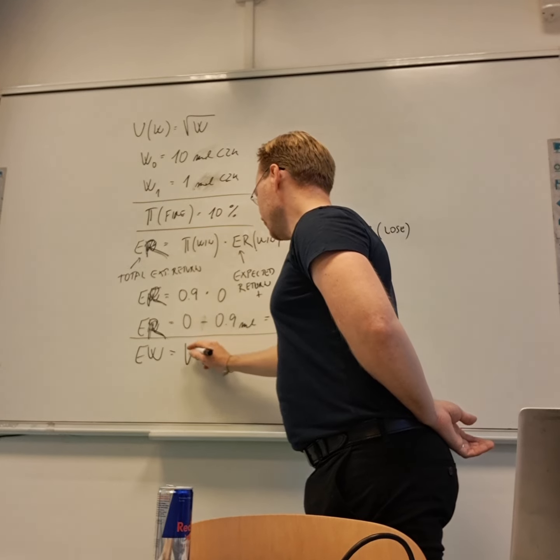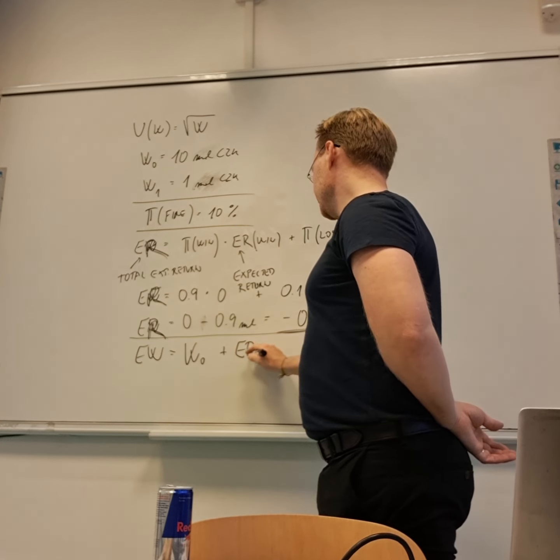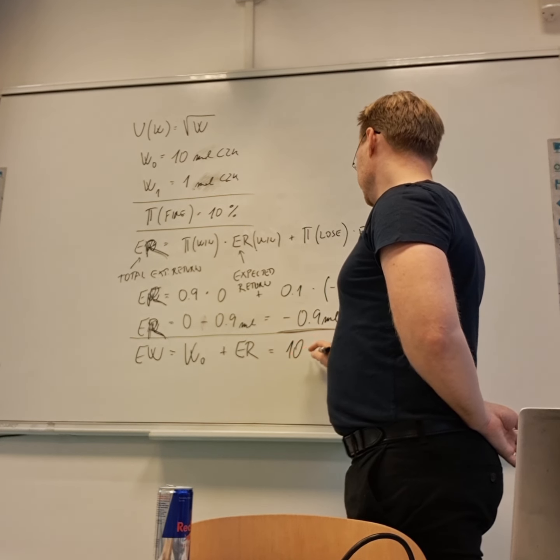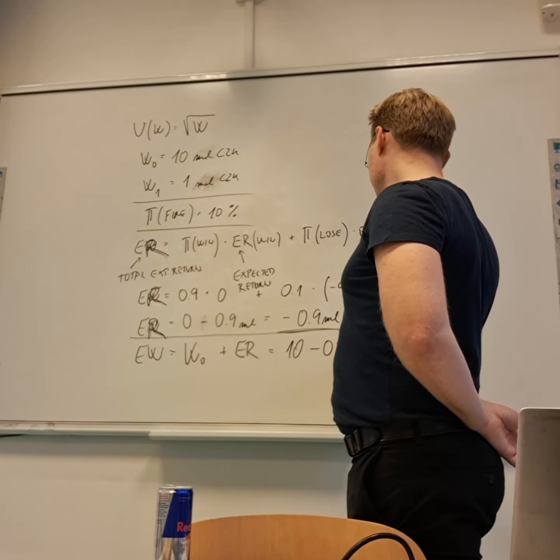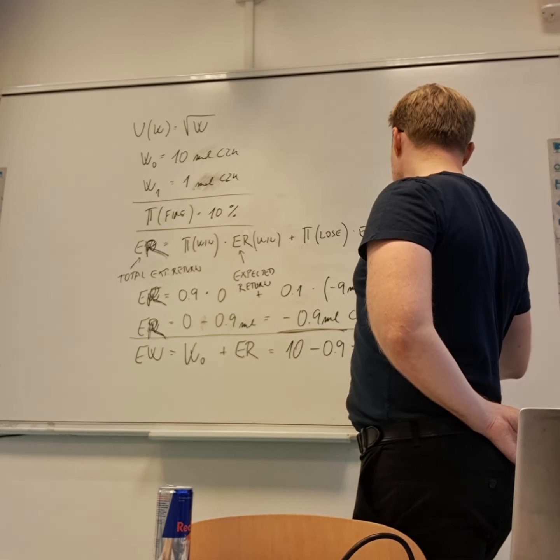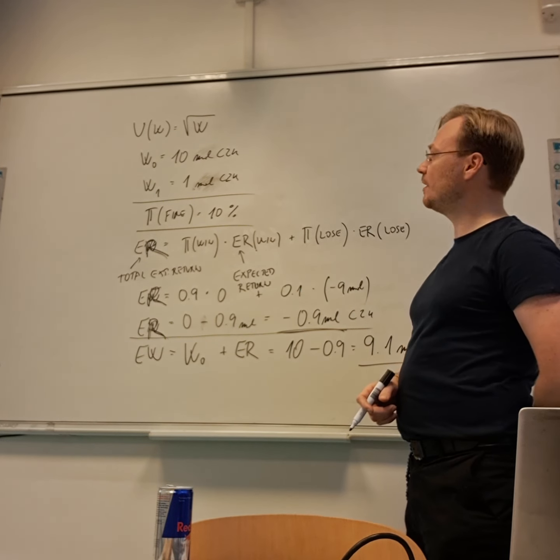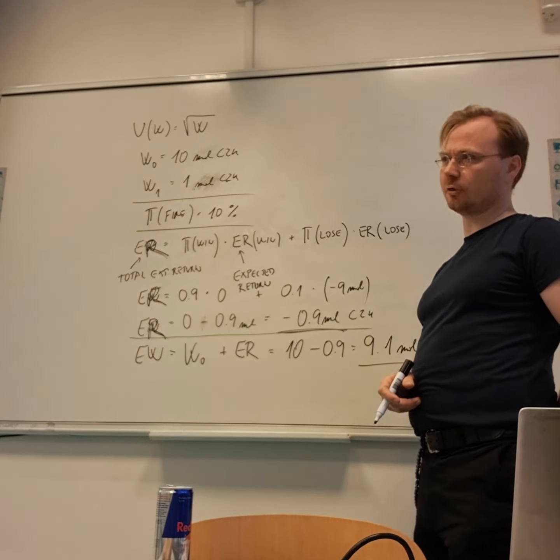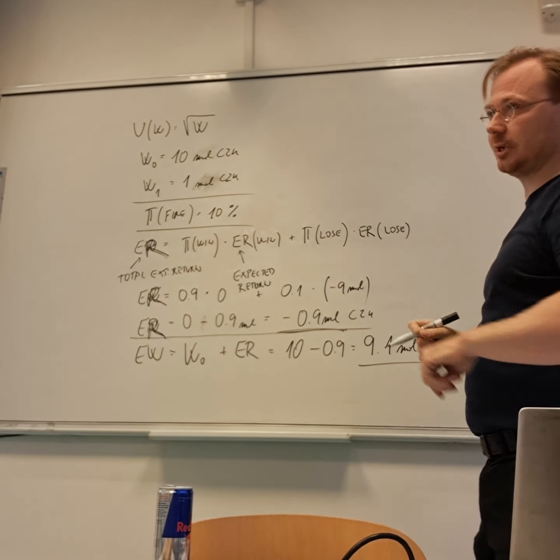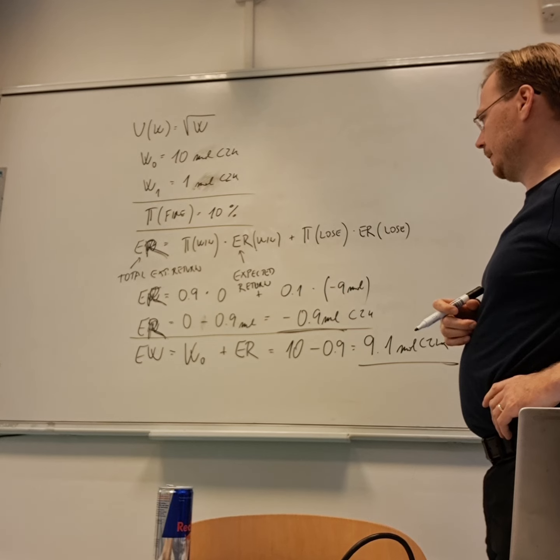Simply my initial wealth, W0, plus the total expected return. It means 10 million minus 0.9, it means 9.1 million crowns. So on average, my house and land property have the value 9.1 million crowns, if I take into account the risk that I could lose it and the probability is such and such. Okay.